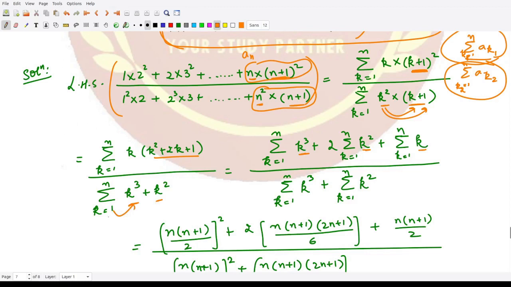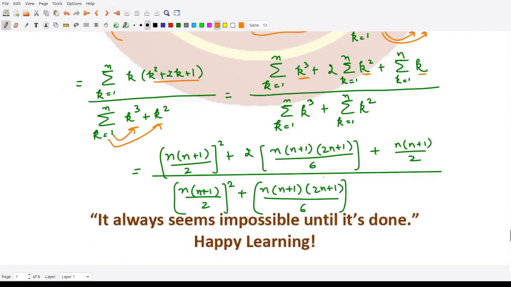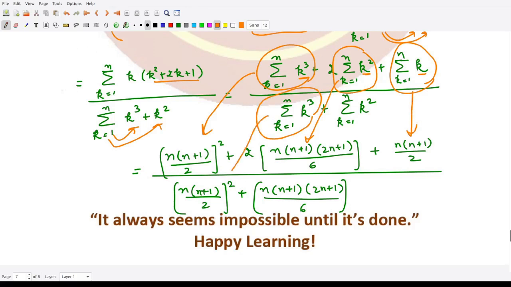You can separate out the summation on both the terms, and then you can use the formula for the cube of first n natural numbers, the square of first n natural numbers, and the sum of first n natural numbers itself. So this is the formula for cube, we have (n(n+1)/2)^2. For the formula of square, it is this term, and for the sum of first n natural numbers, this is this term. Similarly for cube we have this formula, and for square we have this formula.